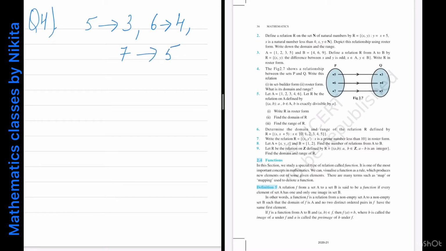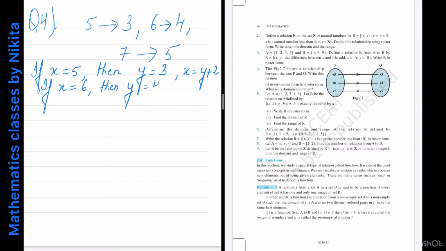Okay, so if x is equal to 5, then y is equal to 3. एक ये रिलेशन है, तो यहाँ पे मेरे पास क्या आता है कि x is equal to y plus 2. Next you can see that if x is equal to 6, then y is equal to 4. So that means x is equal to again y plus 2. So this is the relationship between x and y.